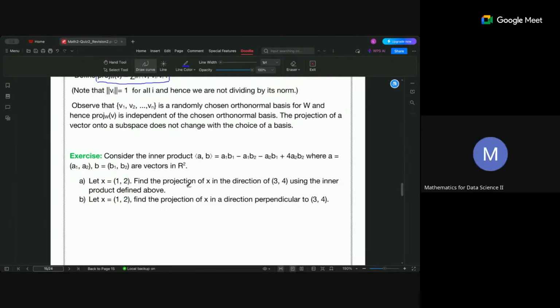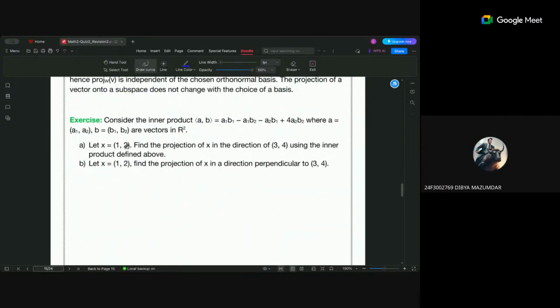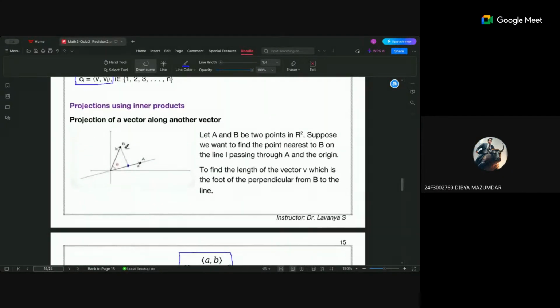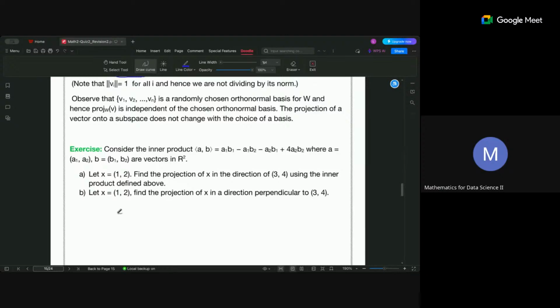You have to find projection of 1, 2 in the direction of 3, 4. Yes. So for that, this is the formula, right? Formula is given. So this is projection of B on A, right? So it means here you see that projection of B on A is inner product A comma B, divided by inner product A comma A, times A.